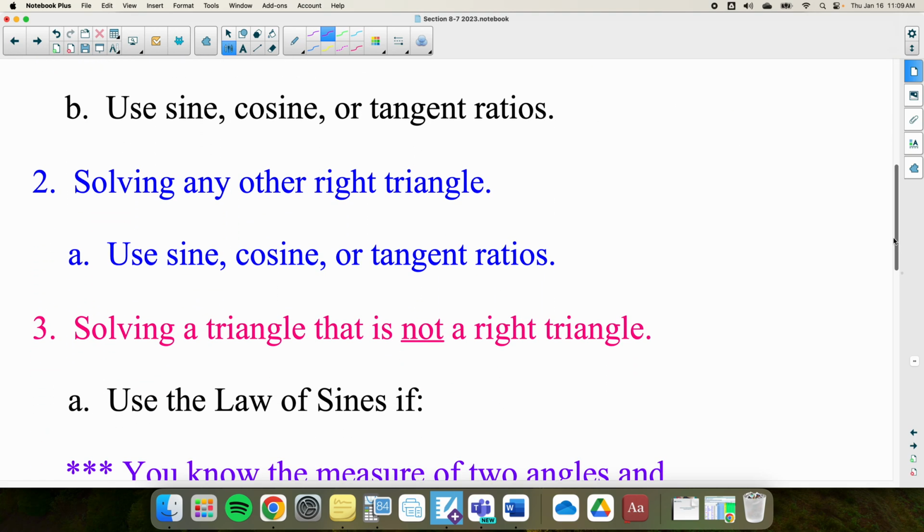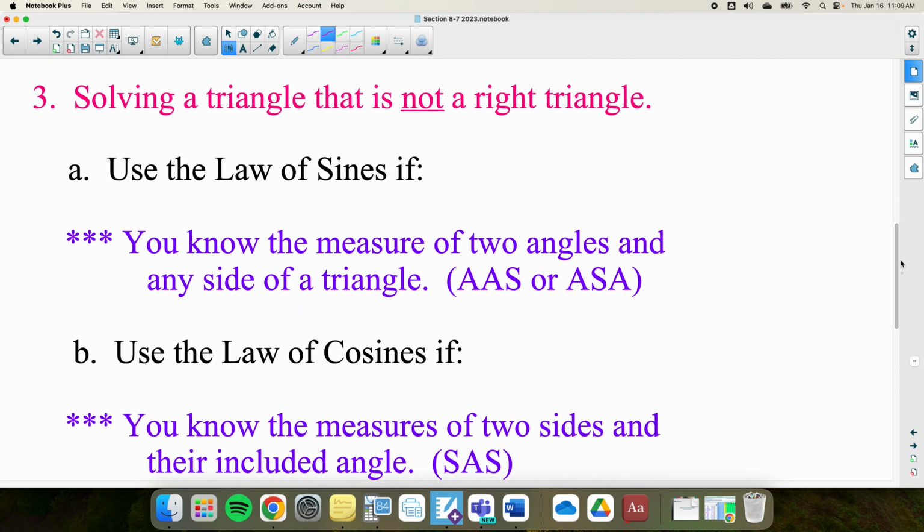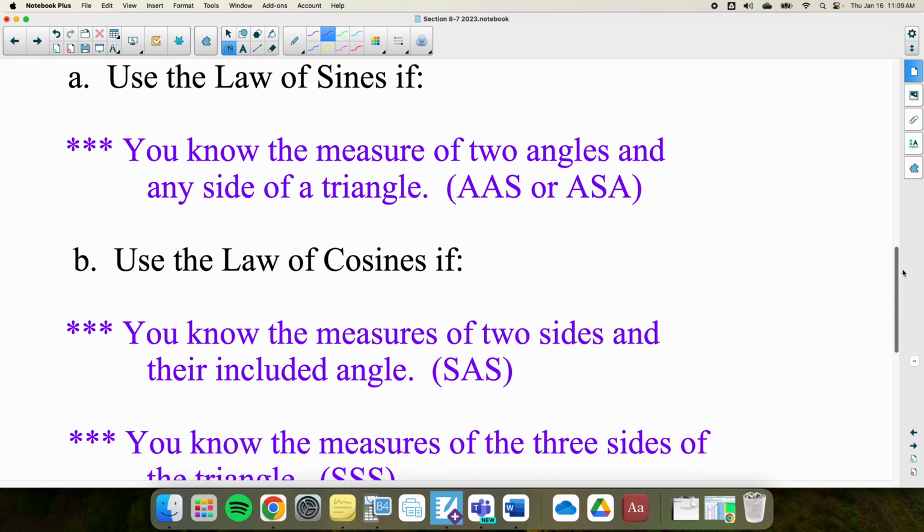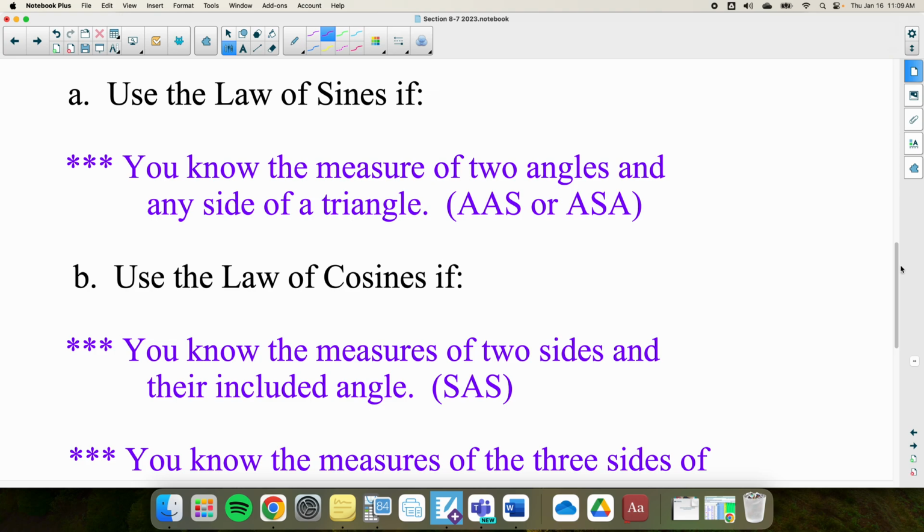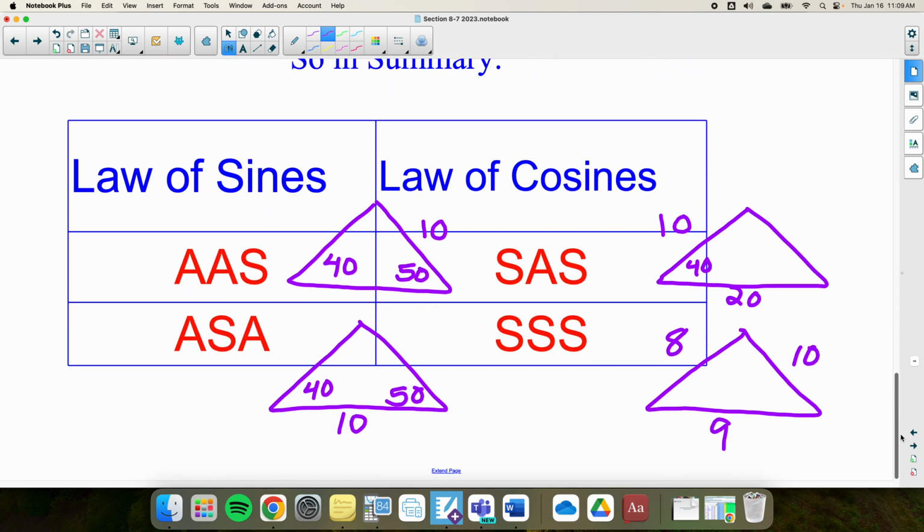So then you can use those sine, cosine, or tangent ratios, but again, this is only for right triangles. Just like Pythagorean theorem is only for right triangles, okay? And then we started to solve triangles that are called oblique, that are not right triangles. And for those, we're going to use law of sines and law of cosines. Okay. Now, when we do these, we have a chart right here.